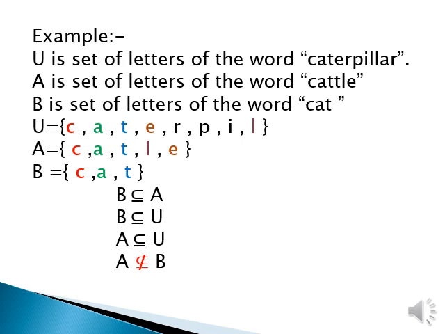Similarly, elements of A are also present in U, but they are not all present in B. So we can say A is a subset of U, but A is not a subset of B. We'll see the same relations using a Venn diagram.